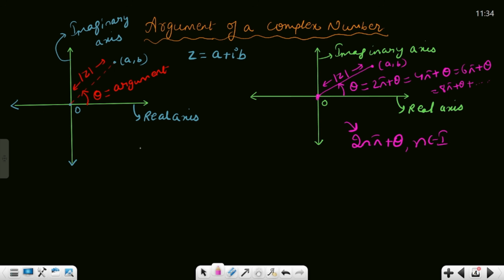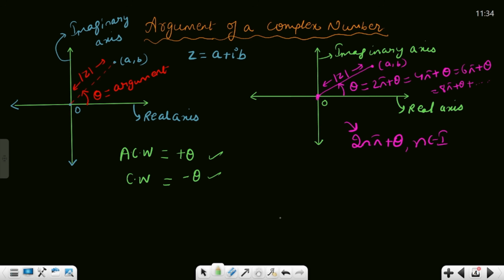If we are measuring theta in the anti-clockwise direction, basically it is a convention that we always measure theta in the anti-clockwise direction and consider theta as positive, and if we measure theta in the clockwise direction we take theta as negative. We are measuring in the anti-clockwise direction, that's why we are taking plus theta, and if we measure in the clockwise manner we will take minus theta.